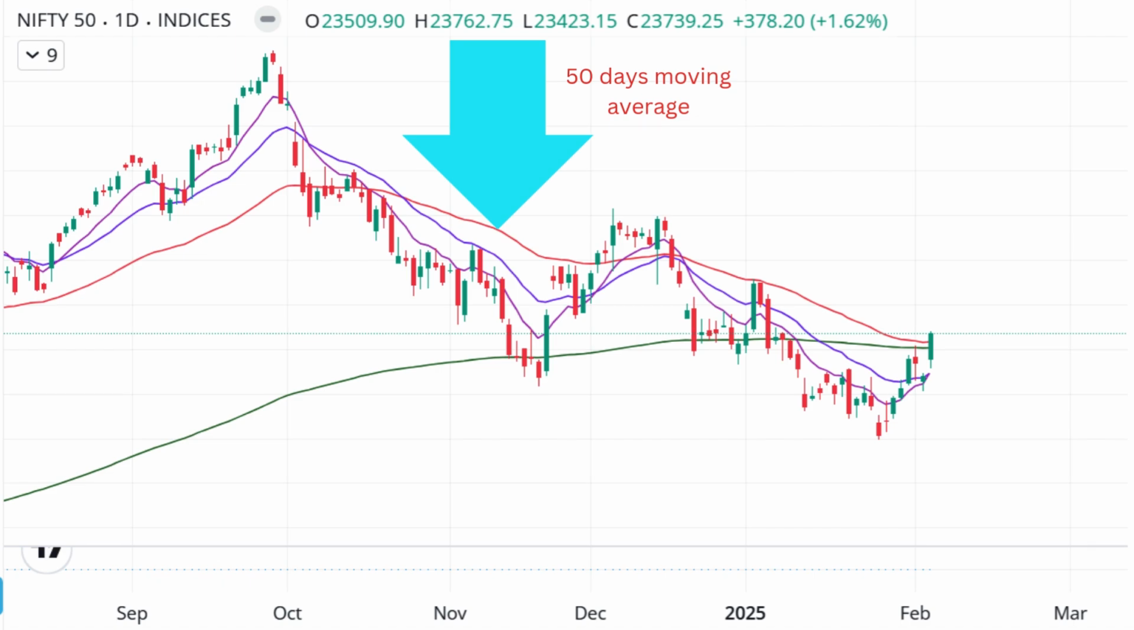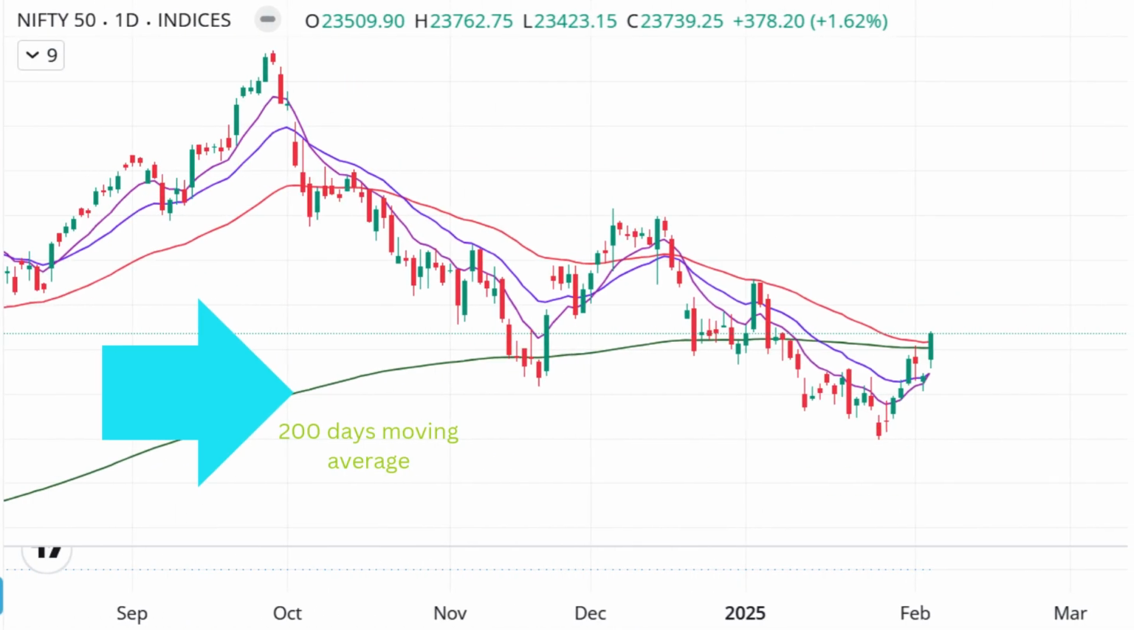The 200-day moving average, 200DMA, helps understand long-term trends. If a stock is trading above the 200DMA, it is considered a strong uptrend. If the stock falls below it, it signals that the long-term trend may weaken.